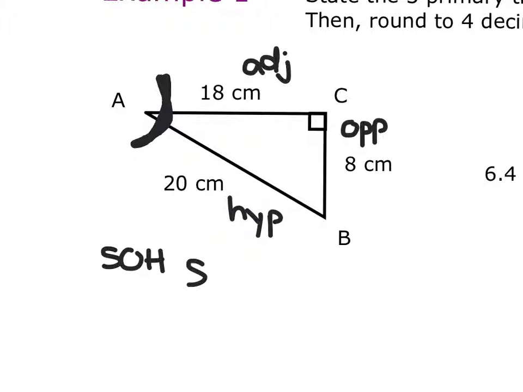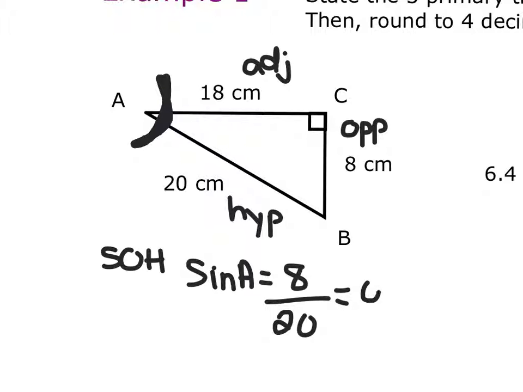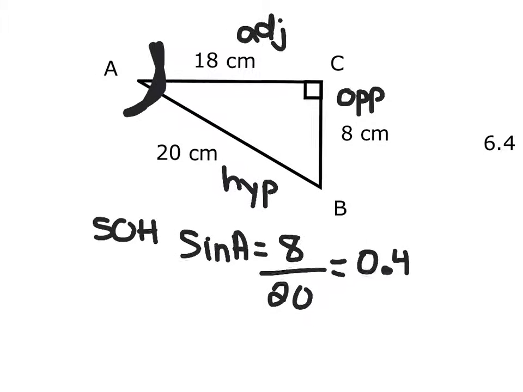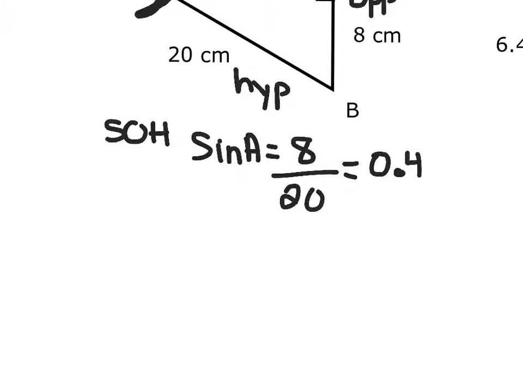So sine of angle A equals the opposite side, which is 8, over the hypotenuse side, which is 20. Now what they're asking for in this question is to round the trig ratio to 4 decimal places. So all you're going to do is 8 divided by 20, which gives you 0.4 in this situation. So we just write 0.4. And that is what we call the trig ratio.